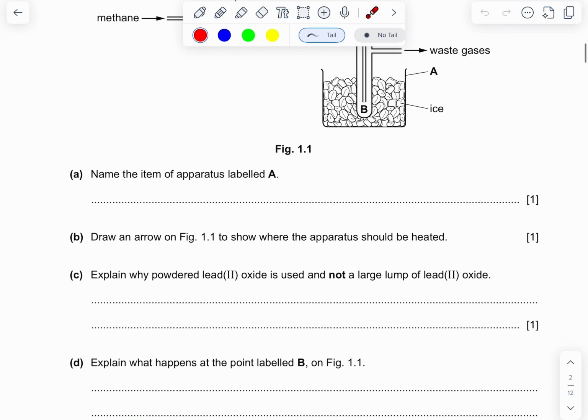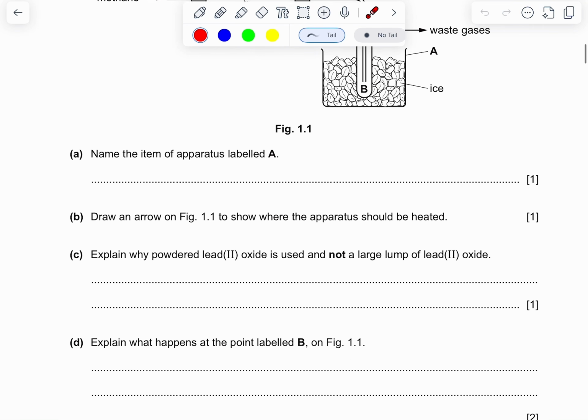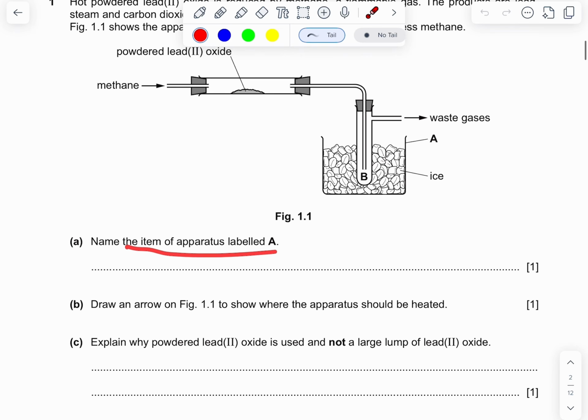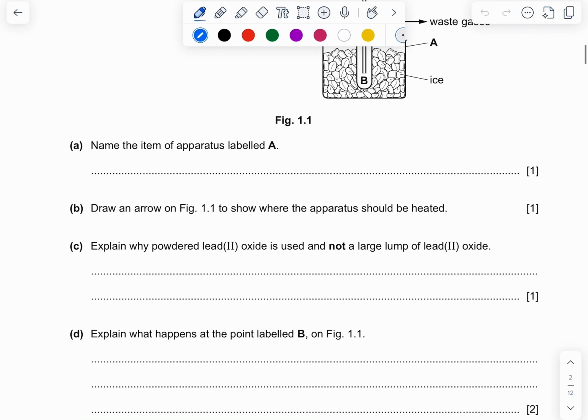So the first question is, name the item of apparatus labeled A. Labeled A clearly looks like a beaker, right? So A must be a beaker. Alright, so apparatus A is our beaker.